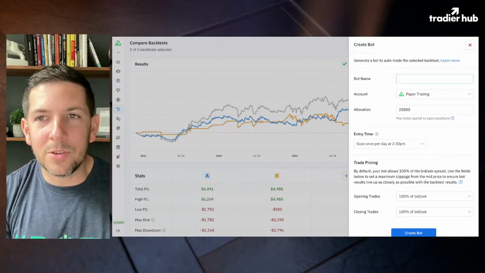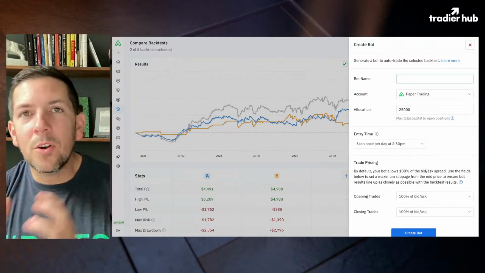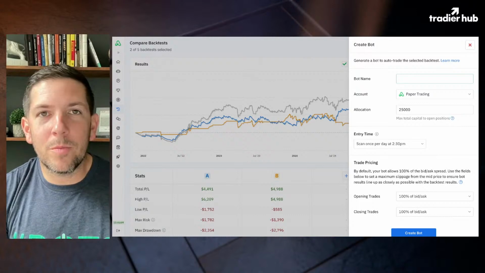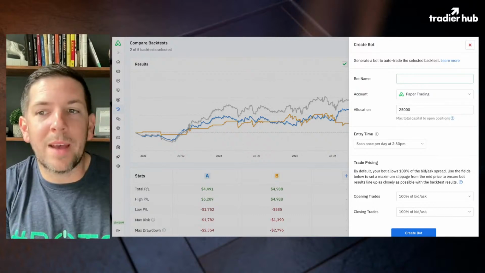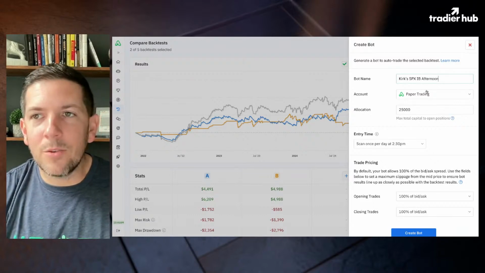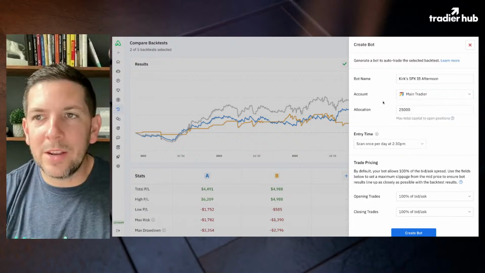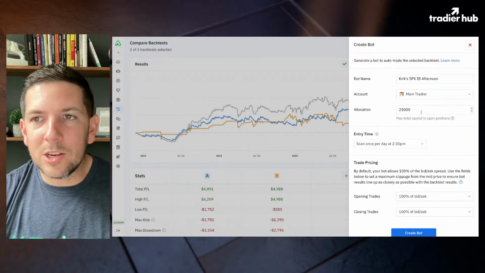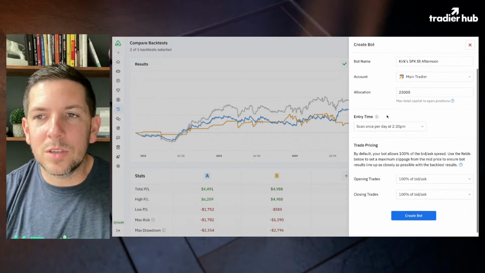So you spend your time doing the backtesting, and then it will convert it over into a bot for you. Basically build the bot based on your backtest for you to run. So I can say Kirk's SPX Iron Butterfly afternoon, or whatever the case is, however you want to name it. I connect it to my main Tradier account so you can trade this live in the market. Then give it a capital allocation.